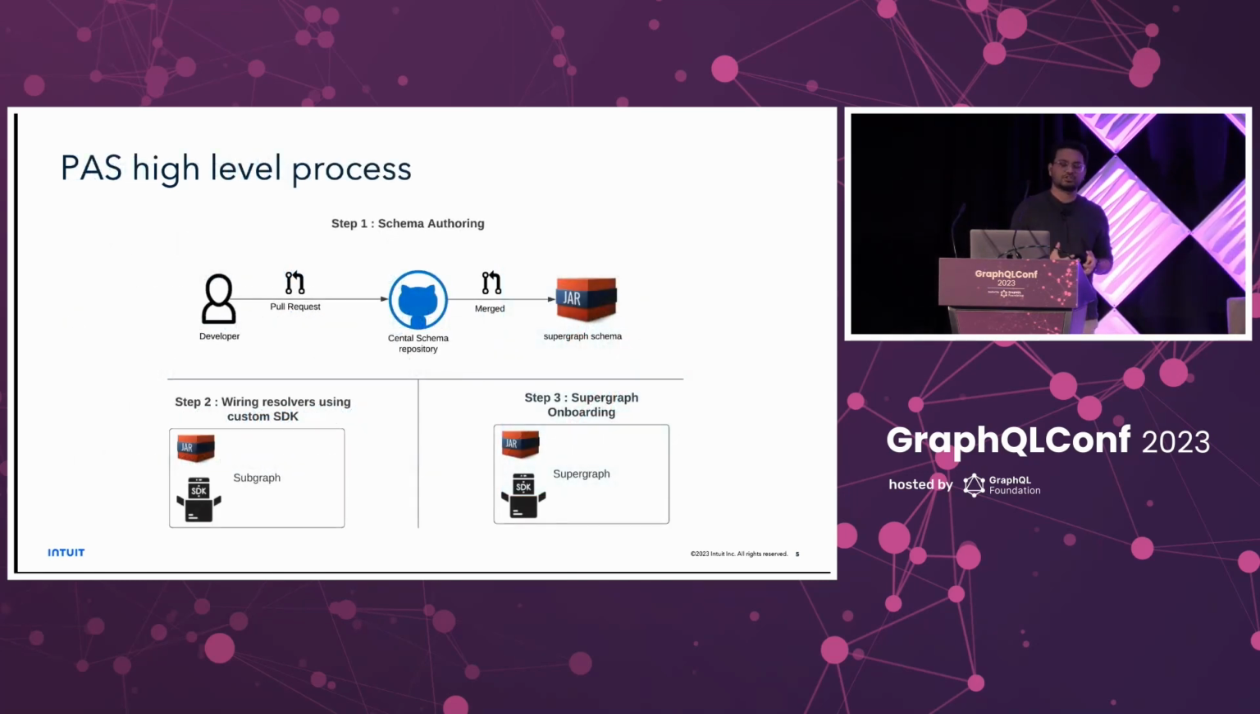Now, to give you a high-level process of how PAS worked and what the process of schema authoring and registration was, there was a central Git repo, like I mentioned, which had schema and YAML files. As a developer of a tax subgraph, I had to create a PR to this central Git repo, and once the PR was merged after proper approvals, a JAR file, or Java archive file, would be created. That archive then needs to be taken as a dependency in my Spring service, or the Java service, and that's how I would write the resolvers in that service.